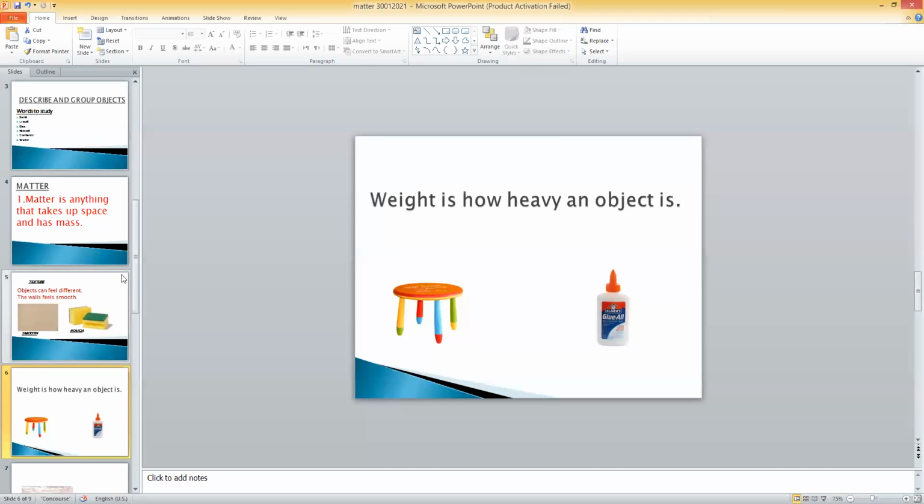Weight is how heavy an object is. If you have your table and you have a book, which one is heavier? The table is heavier than just one book. Is that okay? Then you can check our weight with a scale, but that will be grade 2. I'm not teaching that now. So weight is how heavy an object is.